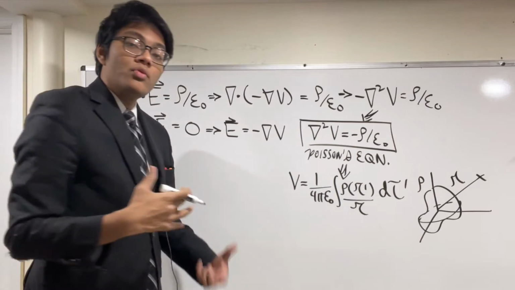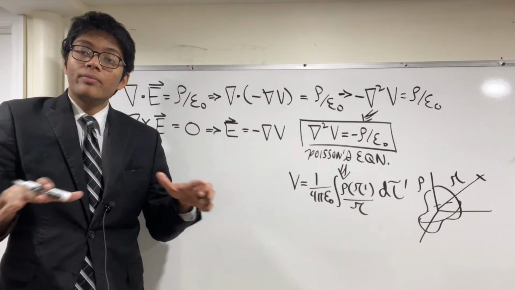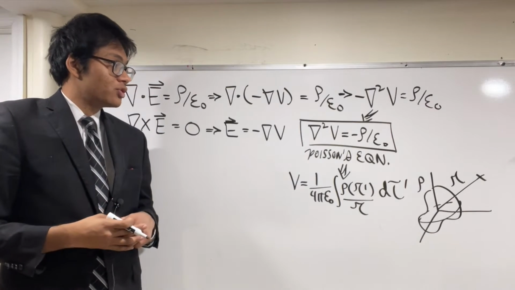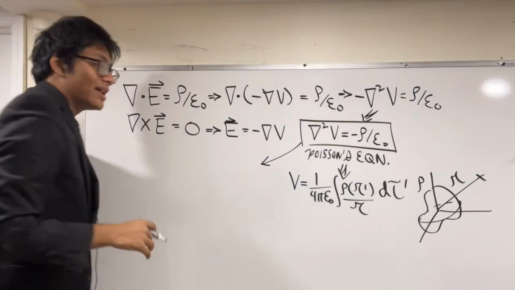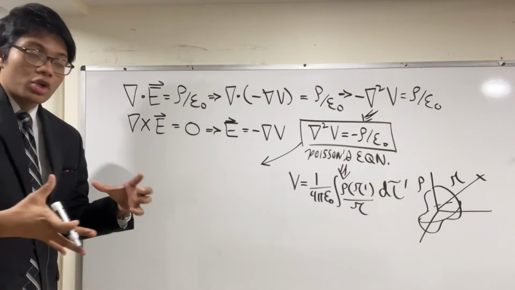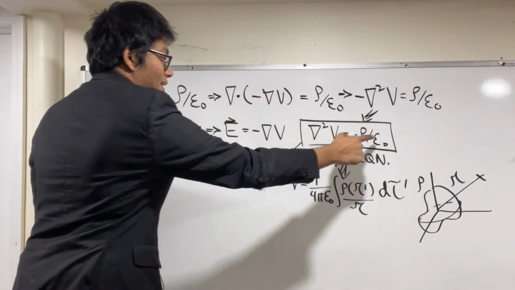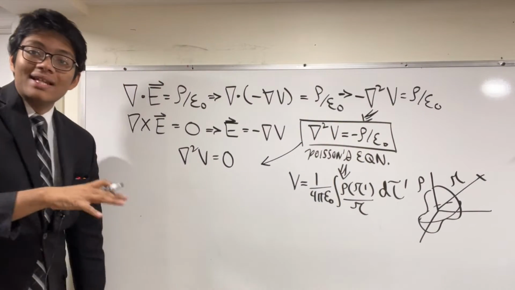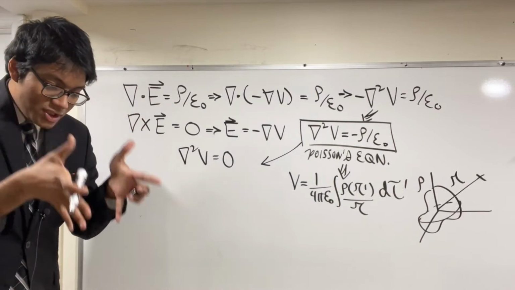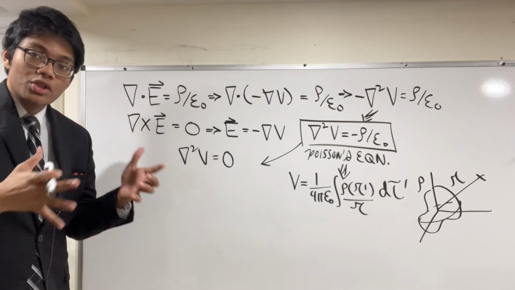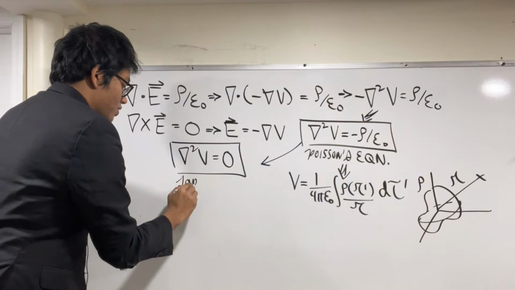But what happens if you don't know the volume charge density? For example, if you're looking at a conductor, you might not know how the charge distributes itself over the surface or throughout the object. In that case, if you have a region that has no charges, then Poisson's equation becomes Laplace's equation. So the right hand side becomes 0 if you're considering a space that has no charges. That doesn't mean the electric field or the potential is 0. It just means that the region you're looking at has no charges. So this right here is Laplace's equation.